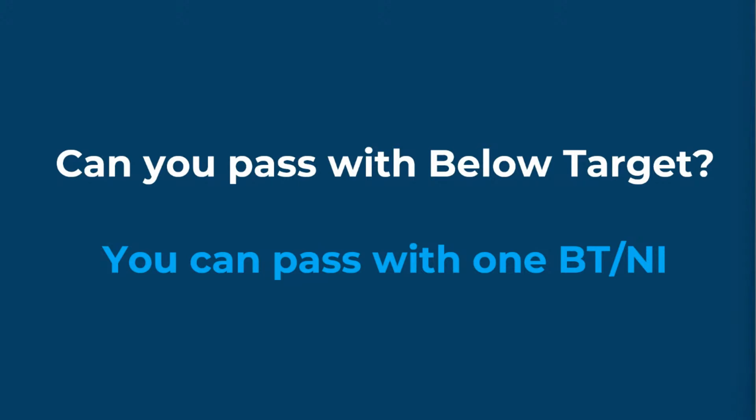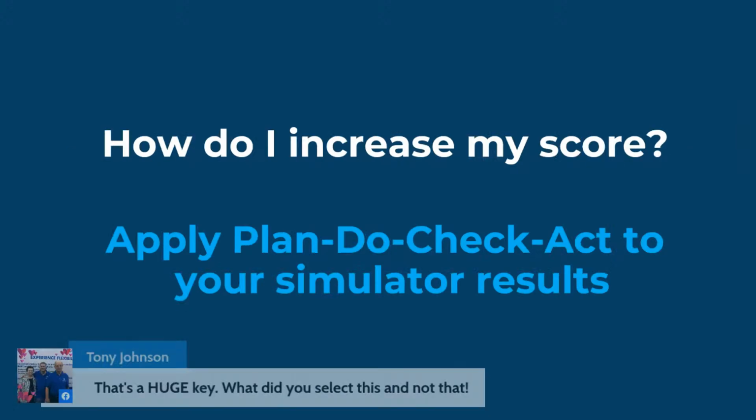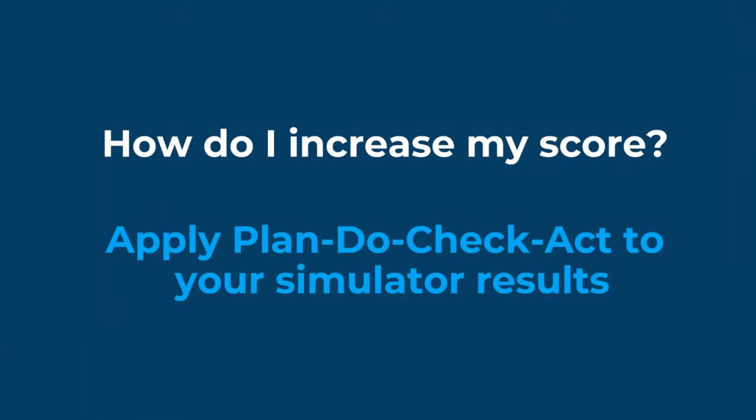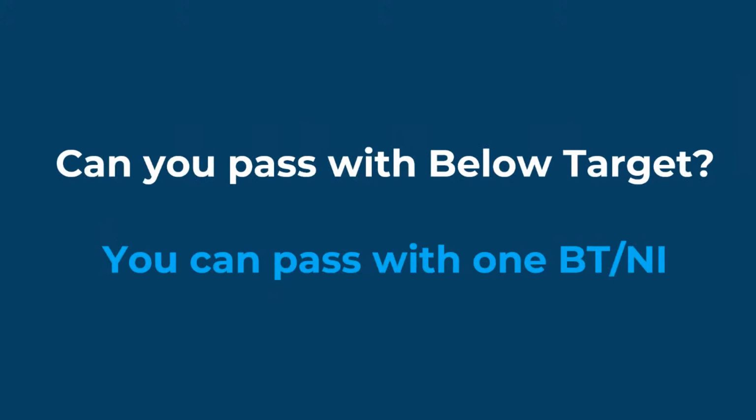Tony also says, going back to the plan, do, check, act, this is a huge key. Why did you select this and not that? Always very important. Why did you choose A over B? Understand your reasoning. If you had it correct, understand why it was correct, and if you had it wrong, understand why you had it wrong. Back to our point about below target: yes, you can pass with 1 below target, with 1 needs improvement.